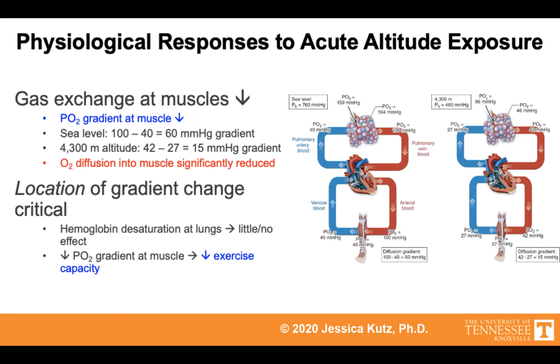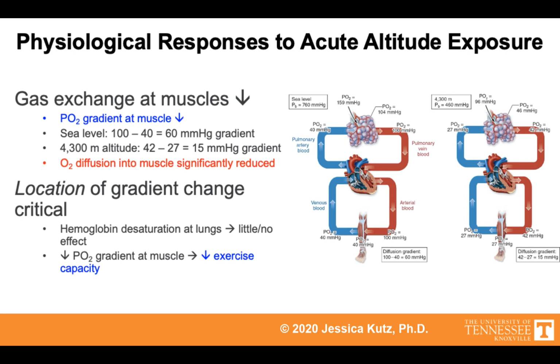If we take a look specifically at those gradients, if that wasn't making sense when I just mentioned it, we talked about the gradient at sea level being about 100 millimeters of mercury in the alveoli or in the lungs, and then about 40 millimeters of mercury by the time we reach the exercising muscle. So that gives us a gradient of roughly 60. Sometimes instead of 100, you'll see 105, and you'll see that gradient as 65, but they're all approximations.